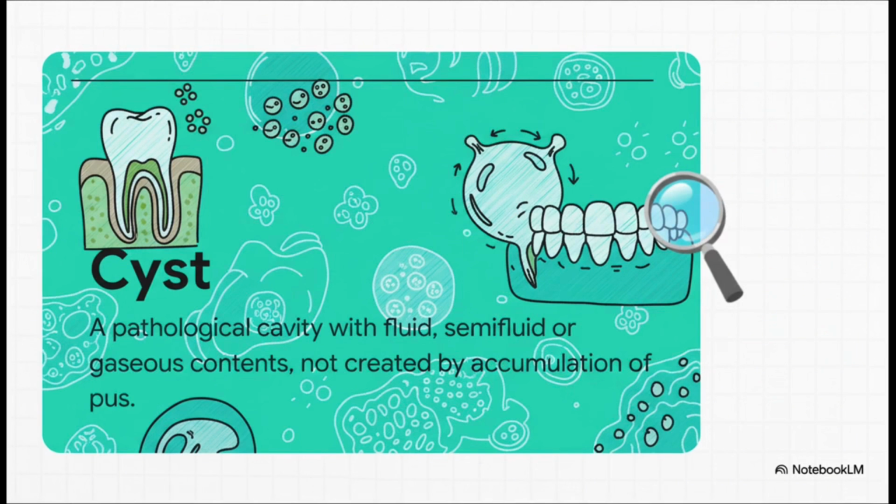Okay, so what is a cyst, really? The official definition sounds a bit clinical, but the key takeaway is right there. It's not created by the accumulation of pus. That's the single biggest thing that separates it from, say, an abscess or a typical infection. It's its own unique little fluid-filled sac.